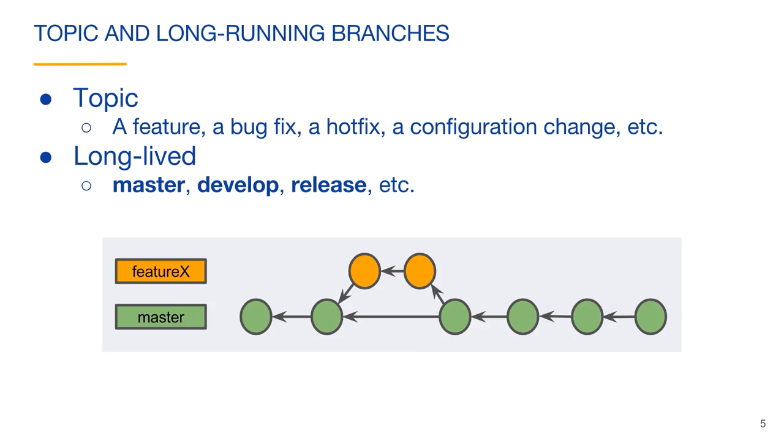Long-running branches like the master branch live longer than topic branches and can even live for the life of the project. Examples of branches that might live for the life of a project are a master branch or a develop branch. We will see later that Git branches are flexible enough to work with many types of workflows, so you can pick a branching strategy that works best for your team and for your project.